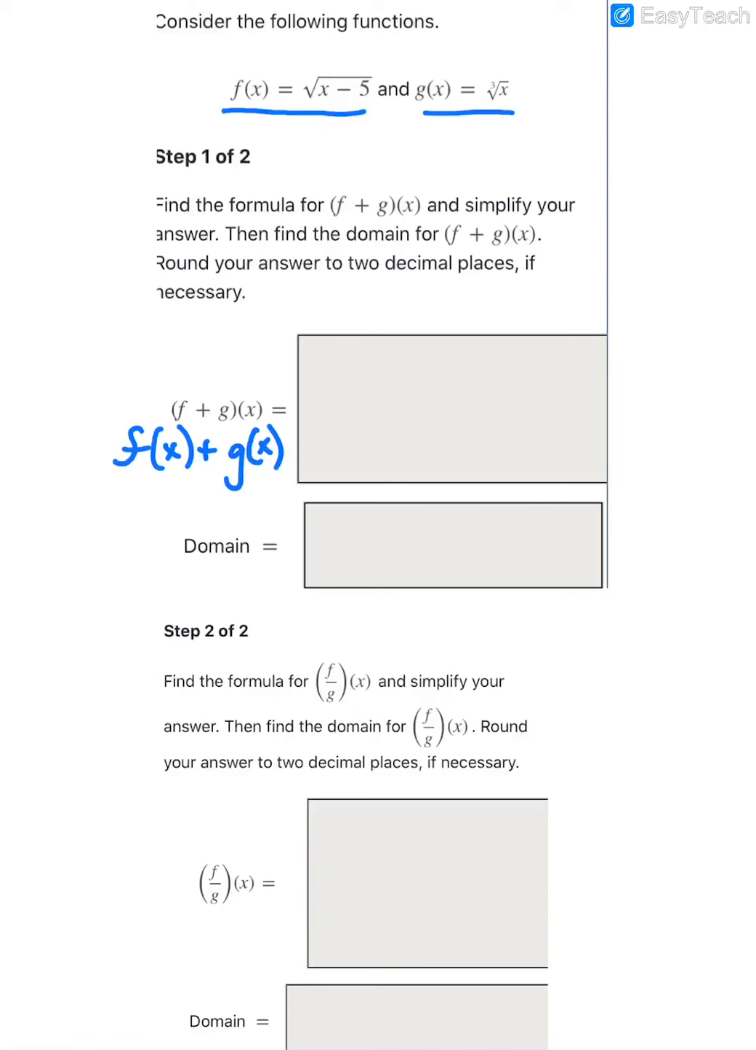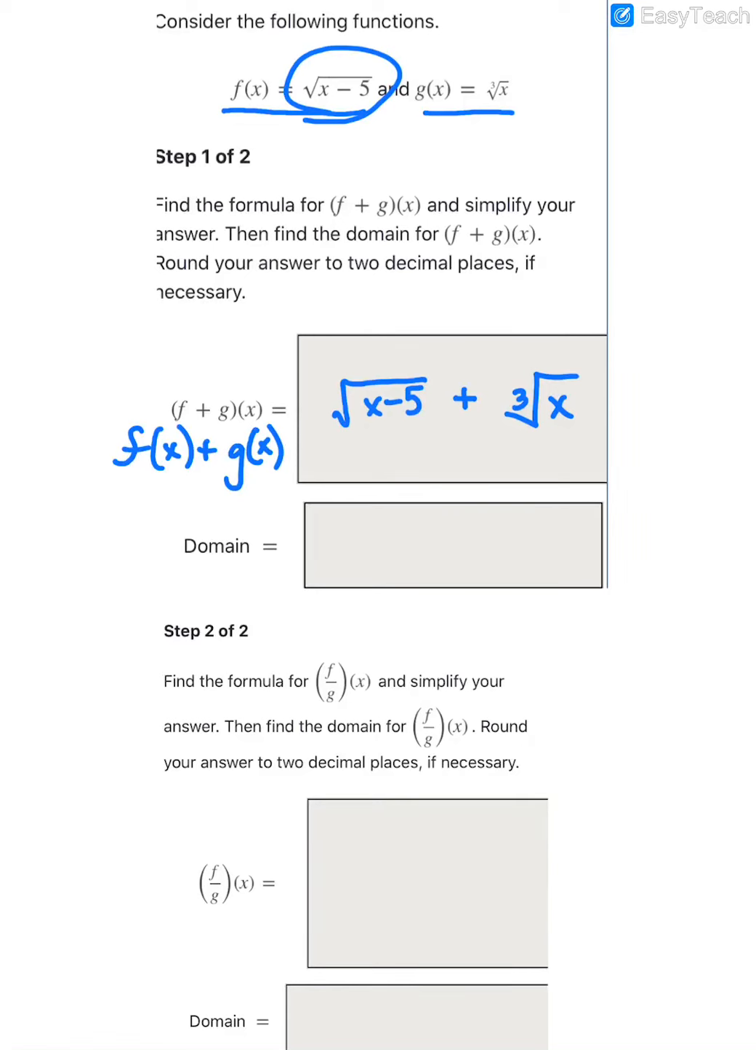So you would take the rule for f of x, which is the square root of x minus 5, and you would add the rule for g of x, which is the cube root of x. If there are like terms, combine them. If not, you're done. And so in this case, you're actually done.